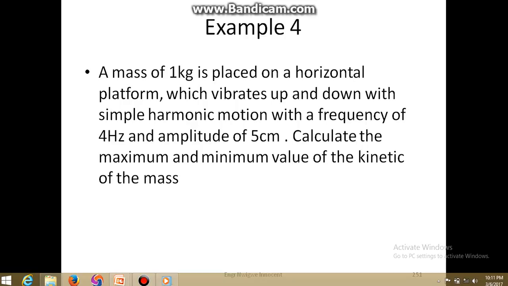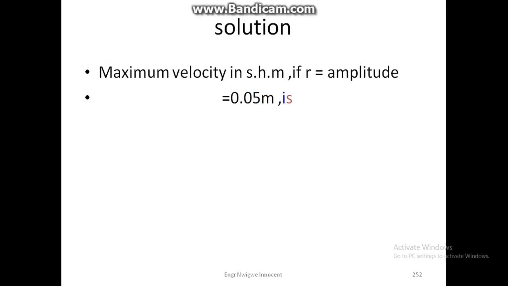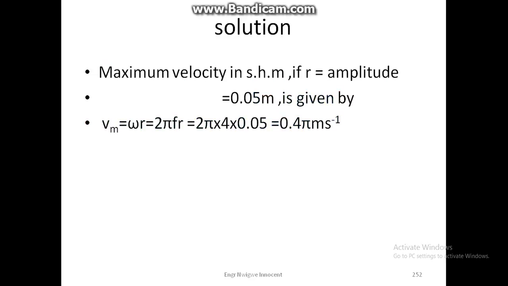Solution: the maximum velocity in simple harmonic motion, if r is the amplitude, which is equal to 0.05 meters, is given by the maximum velocity Vm equals omega r. Replacing omega with 2 pi f, times r, the amplitude, we have 2 pi times the frequency, which is given as 4, times our amplitude, 0.05. We now have our maximum velocity to be 0.4 pi meters per second.